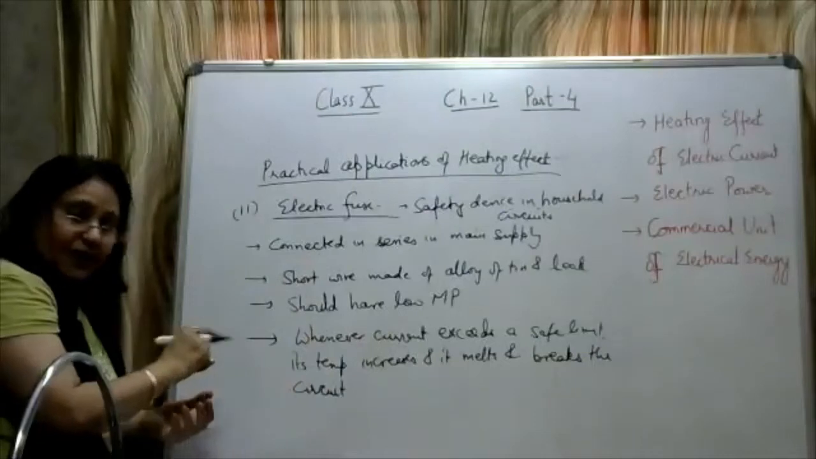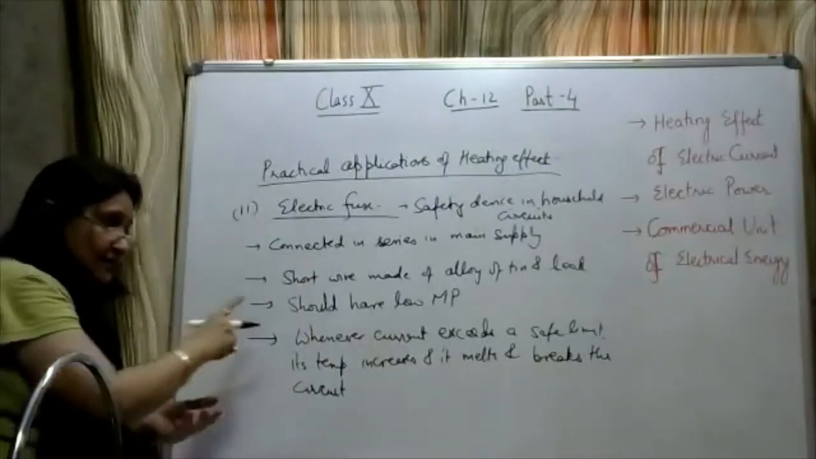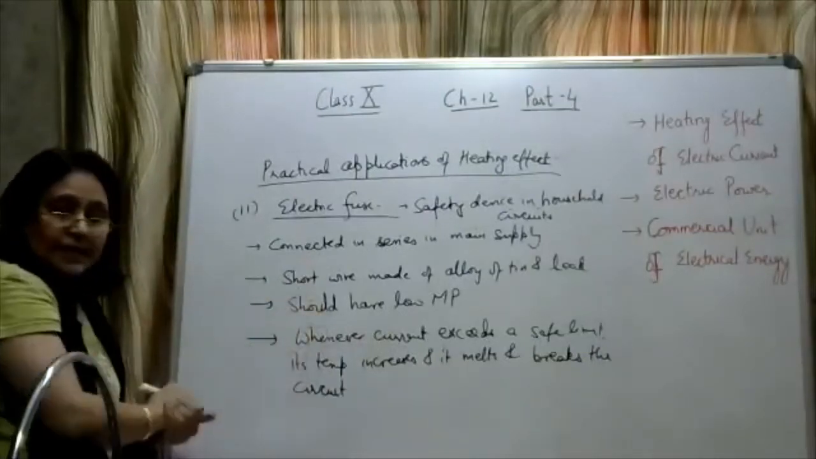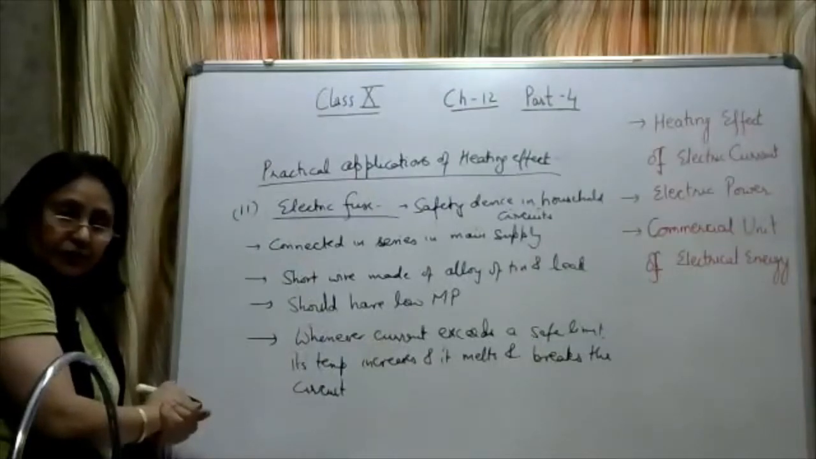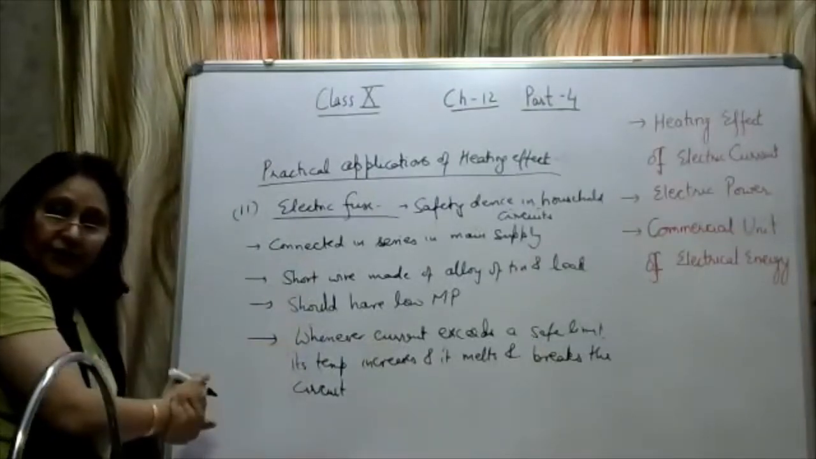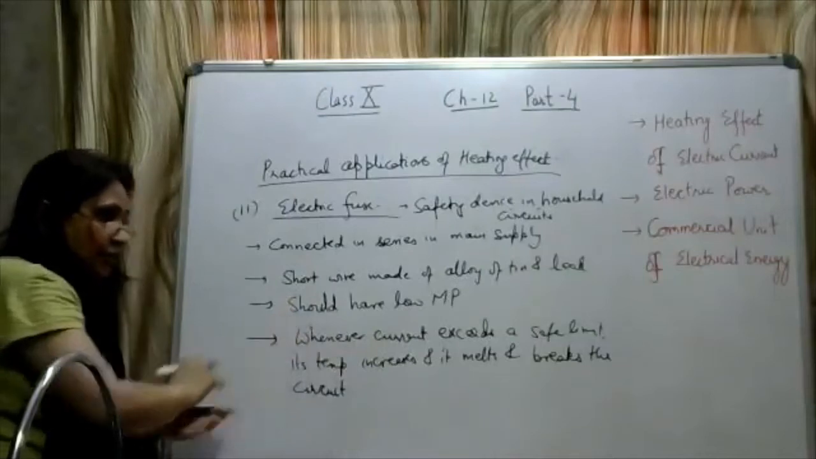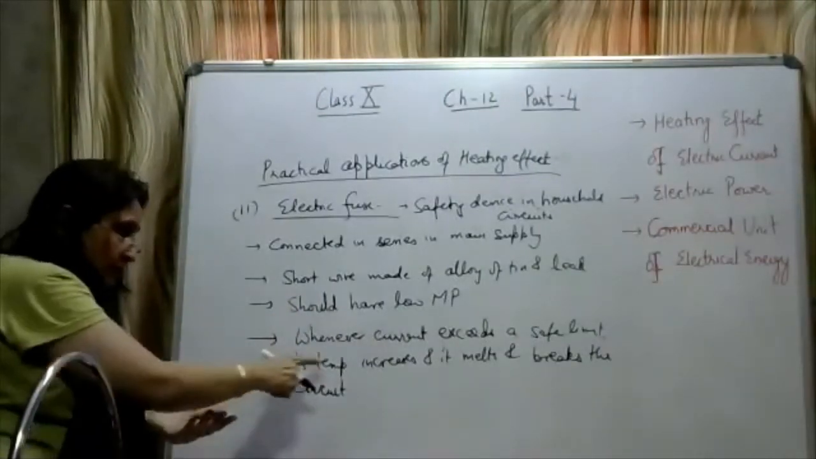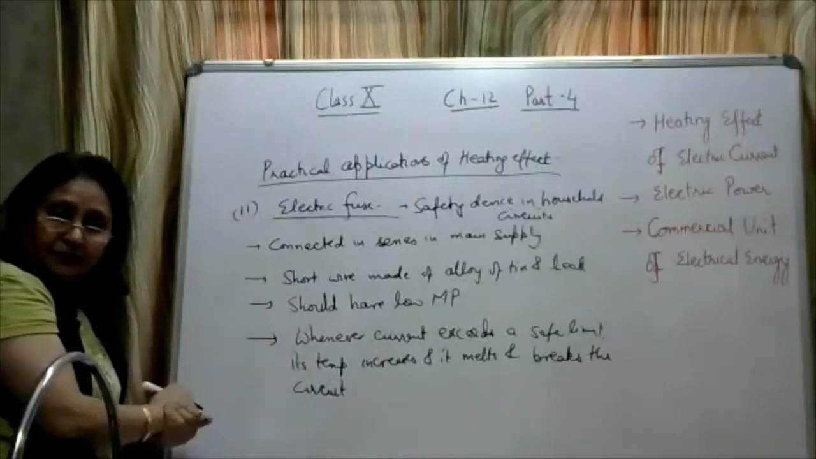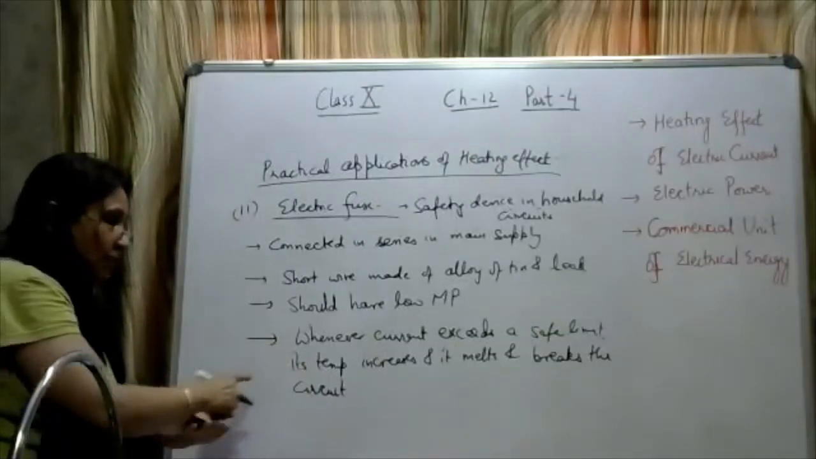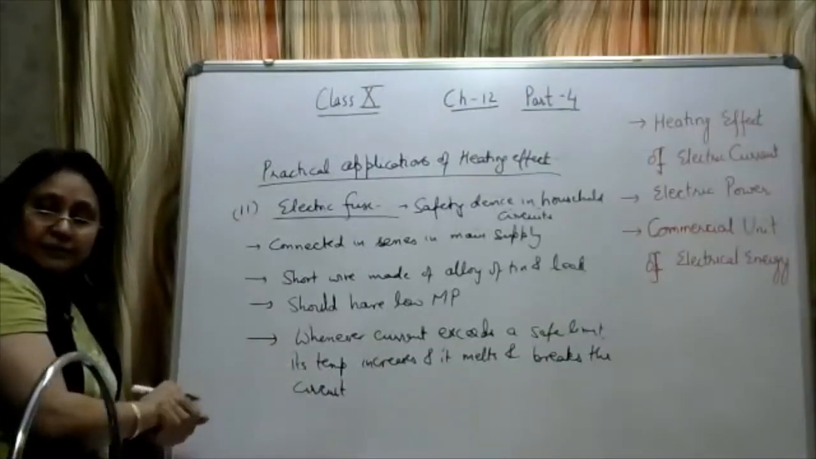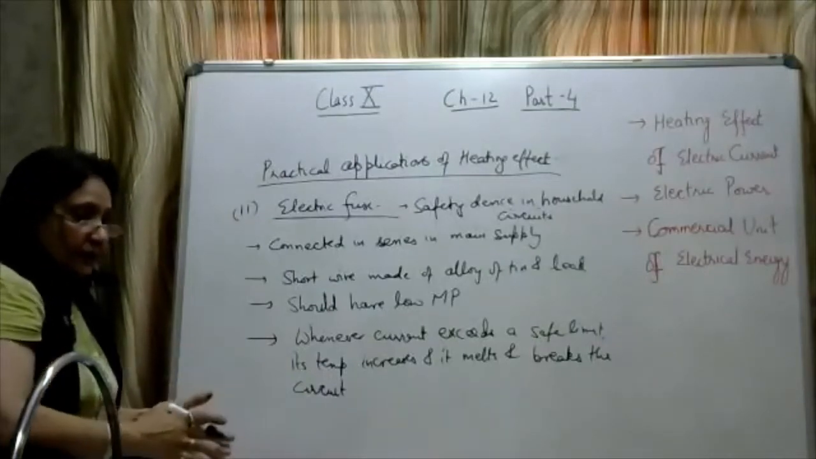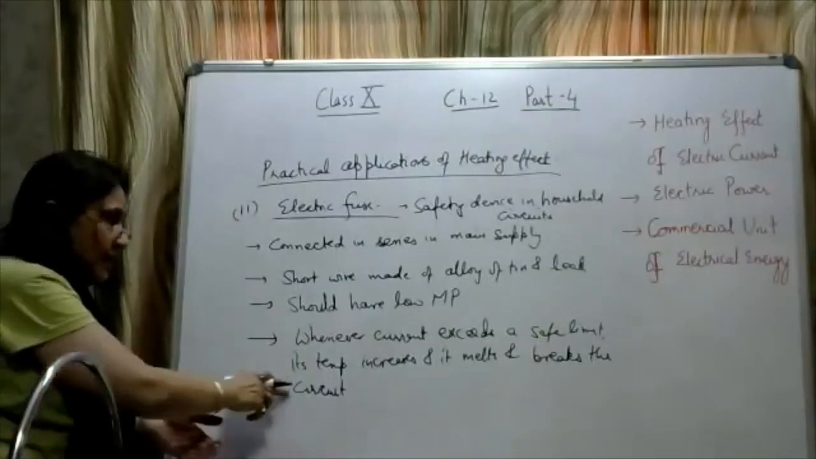It is a short wire made of tin and lead, and it should have a low melting point. Then only, whenever an unduly high current flows through it, the circuit will break because the wire will melt as its melting point is very low. So it will save all the electrical devices inside the house.